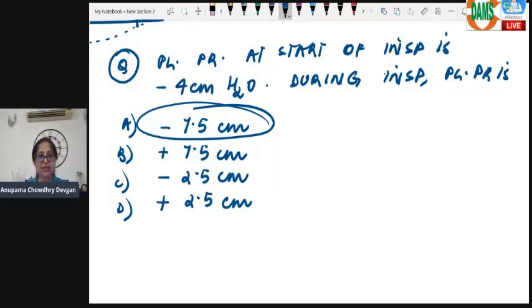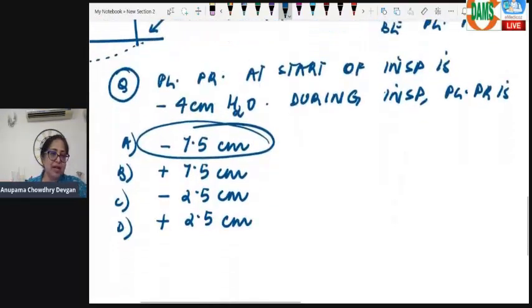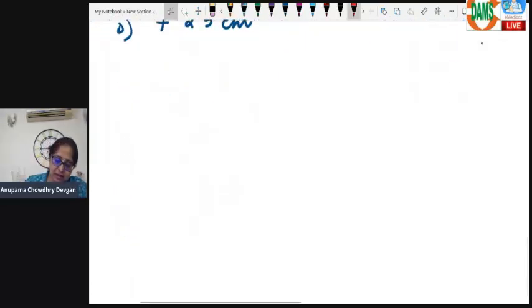This is the important point. Stronger the inspiratory effort, more negative the pleural pressure. So this is as far as your pleural pressure is concerned, right? Less negative at the start of inspiration, more negative at the end of inspiration, back to less negative at the end of expiration.